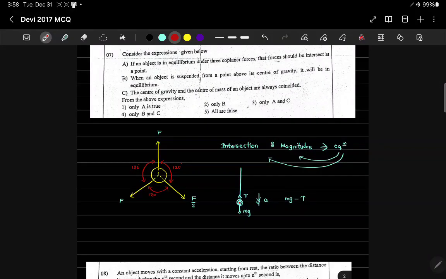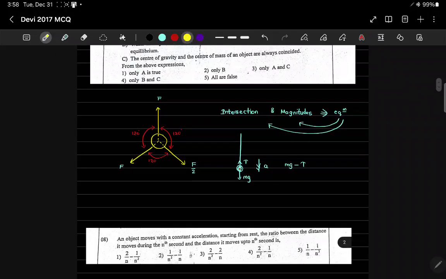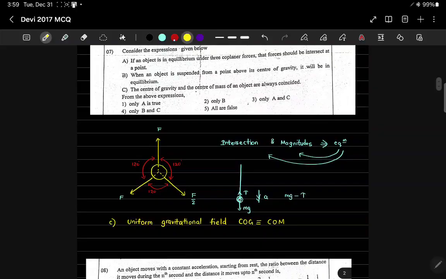Statement C, the center of gravity and the center of mass of an object are always coincided. No. Now you might think that is true, but actually statement C is also wrong. This happens only if the object is in a uniform gravitational field. Now the Earth, we consider that there is a uniform gravitational field around the Earth. In that scenario, yes, the center of gravity and the center of mass coincide. If it's not in a uniform gravitational field, no, those two do not have to coincide. So only statement A is true.